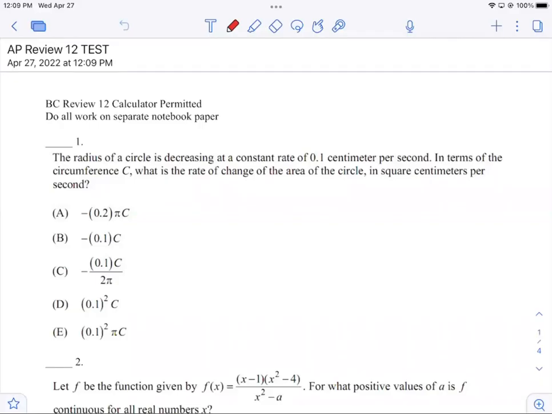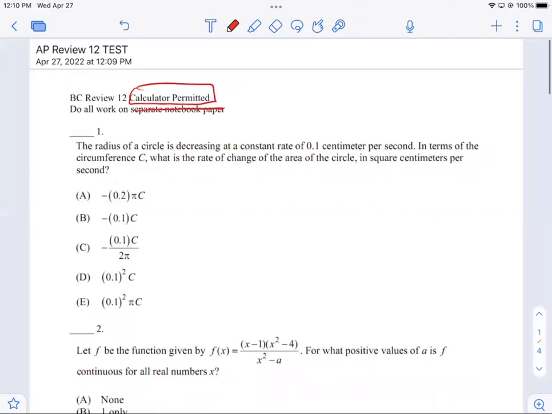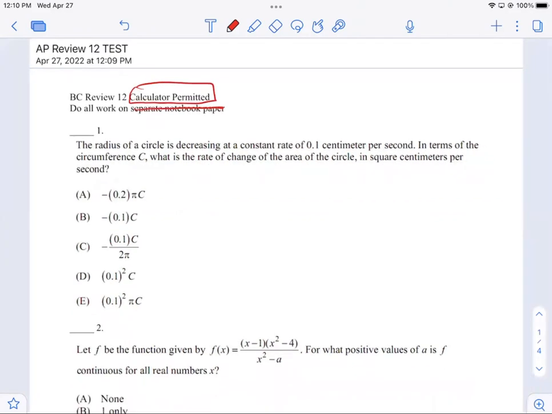All right, so your first take-home test, BC Review 12. It'll be in Canvas. It's also at the bottom of my website. Calculator permitted. Just to show you're working a separate paper, since I haven't updated that since we had iPads. So go ahead and do it on your iPad. And again, don't just show the answer, show your setup, okay? So like if you're finding the derivative of f at 4, put f prime of 4 equals, then you're welcome to use the calculator, okay?